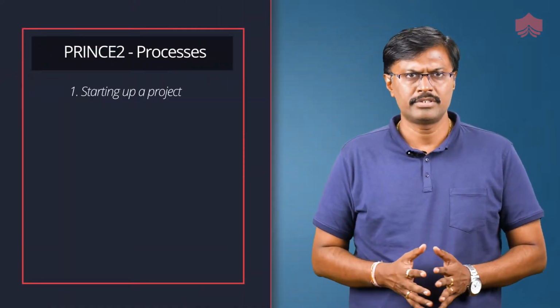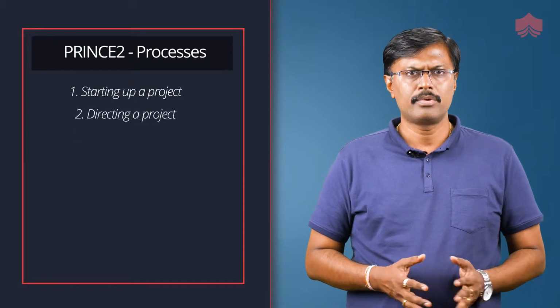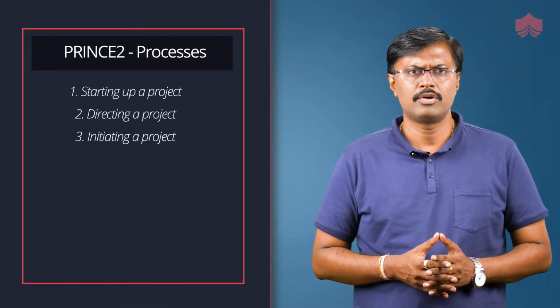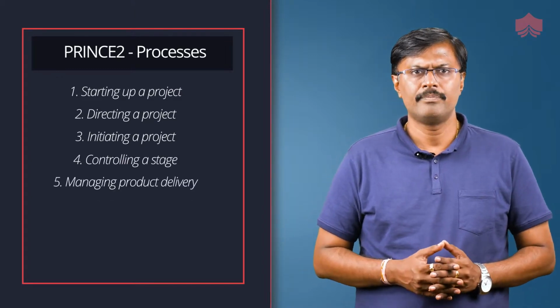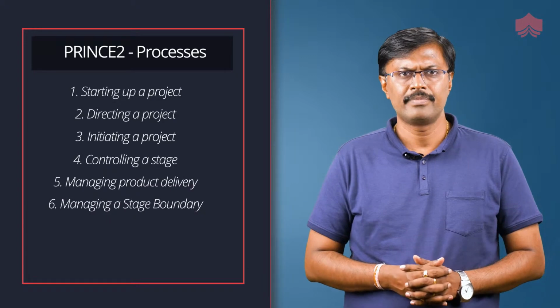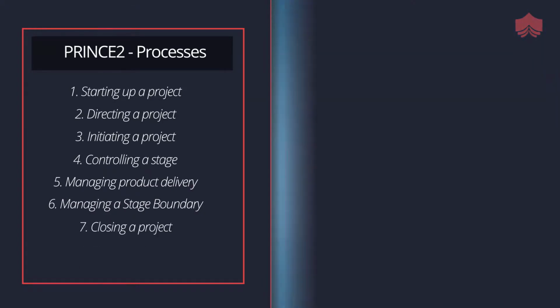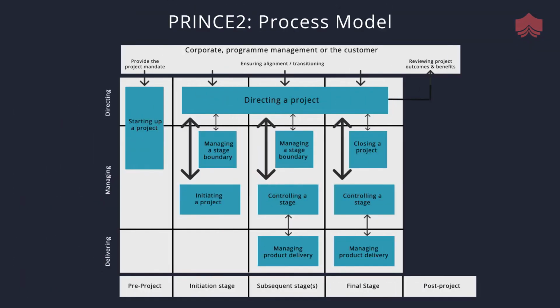There are 7 processes defined in PRINCE2. They are starting up a project, directing a project, initiating a project, controlling a stage, managing product delivery, managing a stage boundary, and closing a project. PRINCE2 process model. The 7 processes are aligned to the management levels of directing, managing, and delivering. They are aligned to the various stages of the project life cycle also.